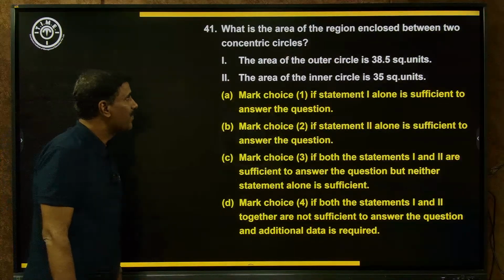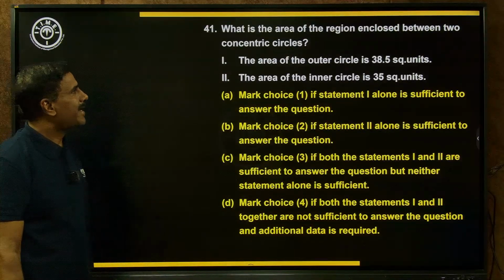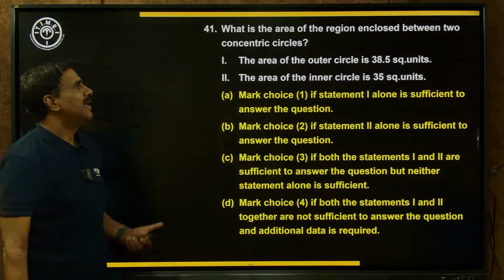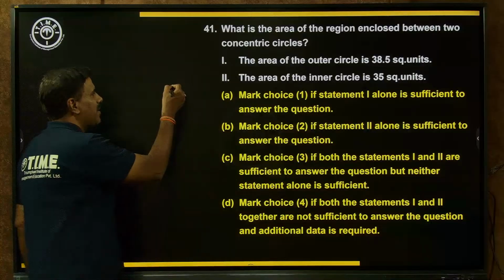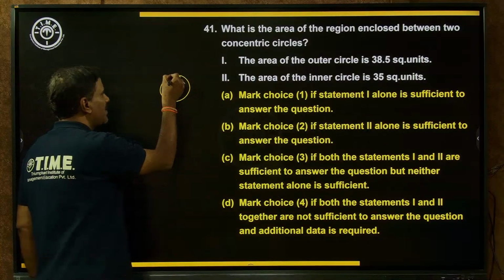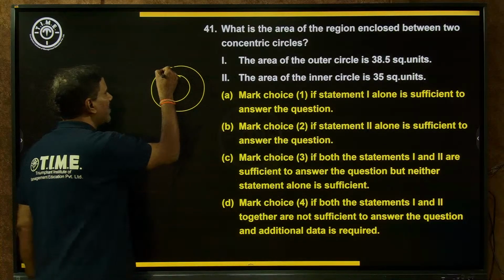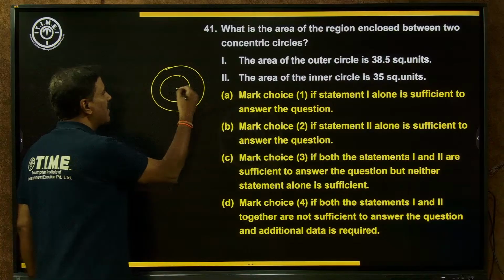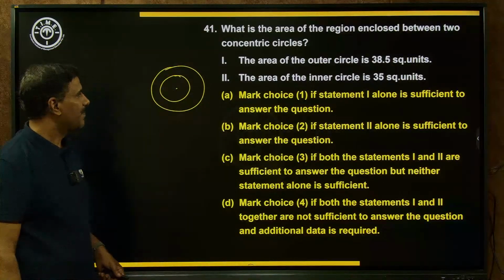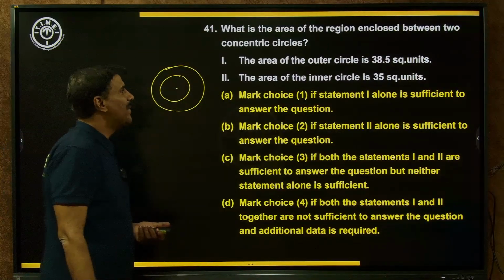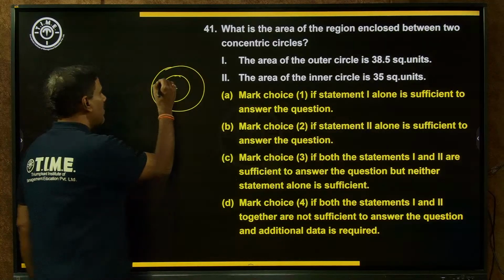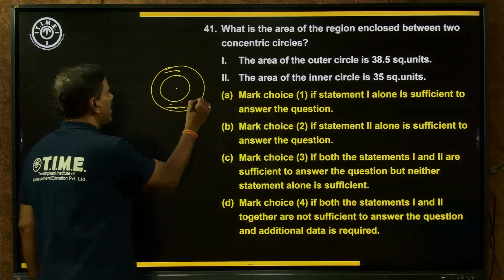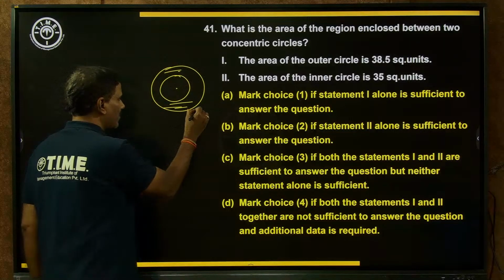The question is, what is the area of the region enclosed between the two concentric circles? Concentric circles are having the same center. So if this is one circle and this is one more circle having the same center, they are basically termed as concentric circles. Now, what is the first statement's data? The area of this outer circle is 38.5 square units. So the whole area is 38.5.